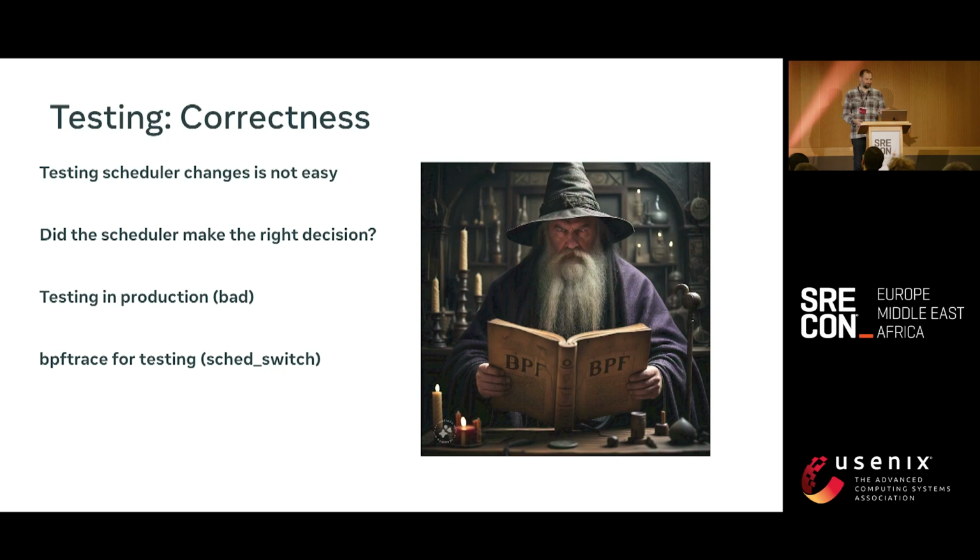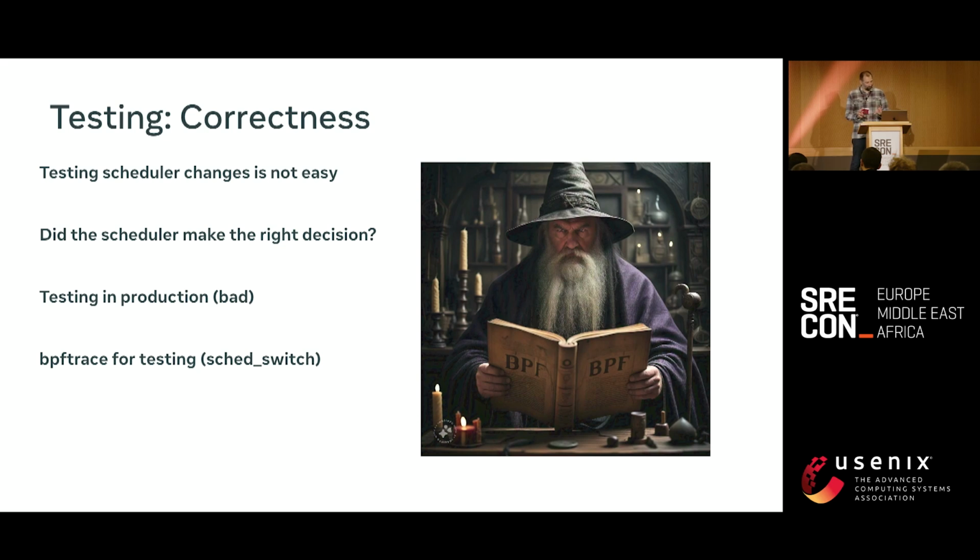So correctness testing. How do you actually test that your scheduler is correct? It's not really easy. I've talked to some other people who worked on schedulers. They're like, yeah, it sort of works on my machine. It's like, okay, cool, let's deploy it across the fleet. That's not a great way to do testing. So you can test in prod, that's bad.